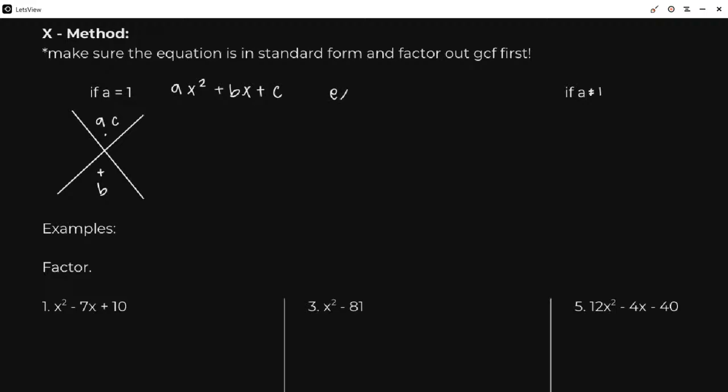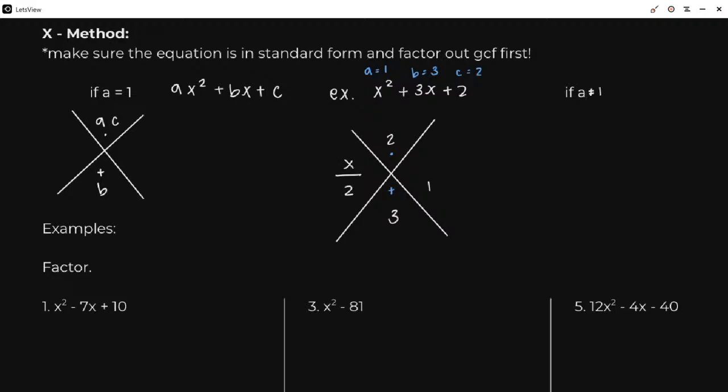So, for example, if we have x squared plus 3x plus 2, first we're going to draw our x. And on the top, we want to multiply a and c. So I'll just write the letters on the top. So a would be 1, b would be 3, and c would be 2. So a times c would be 1 times 2, which is 2, and b is 3. So we want to find two numbers that will multiply to 2 and add to 3. So that would be 2 and 1.